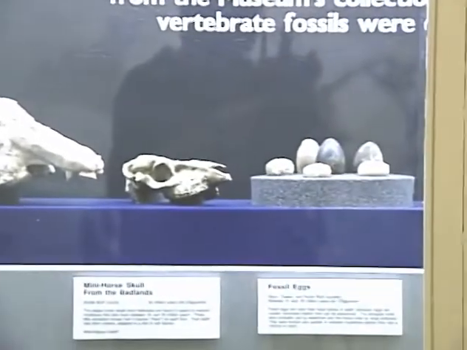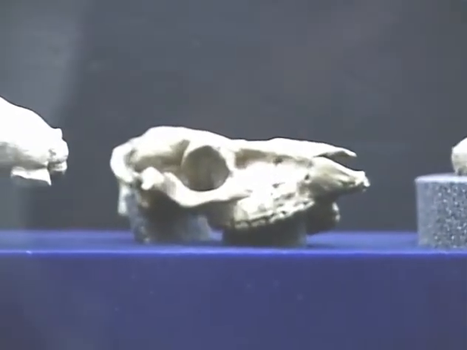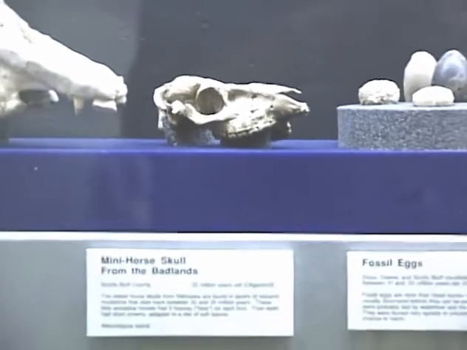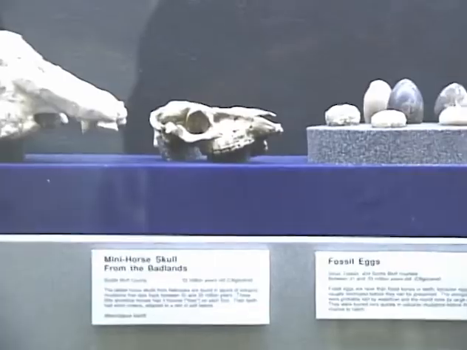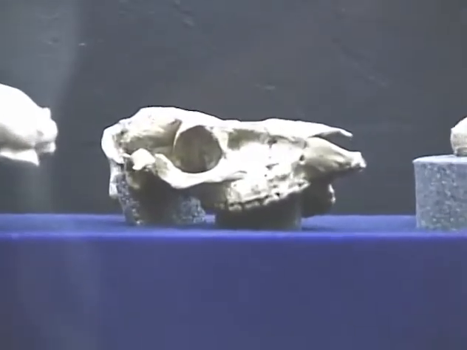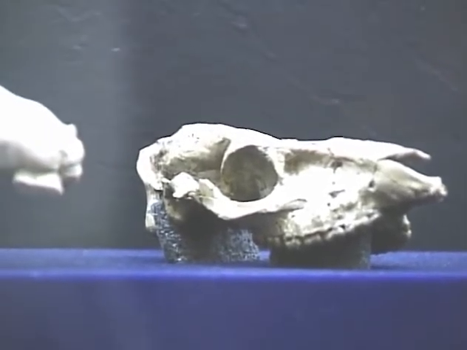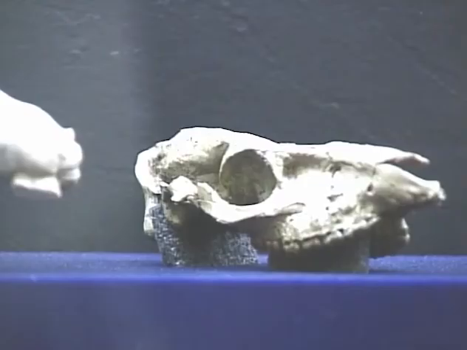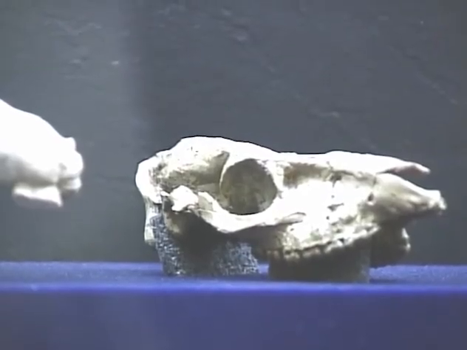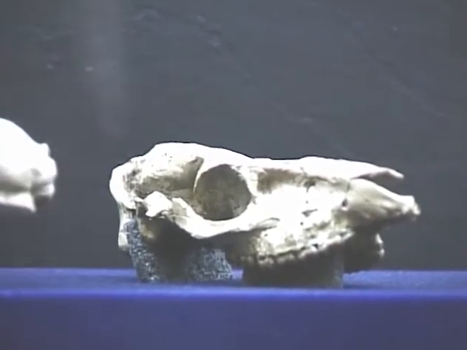Notice we've mentioned 5 different types of horses found in this area. Here we have a mini horse skull from the Badlands. The oldest horse skulls from Nebraska are found in layers of volcanic mudstone that date back 35 million years. These little ancestral horses had 3 hooves, that is to say toes, on each foot. Their teeth had short crowns adapted to a diet of soft leaves.